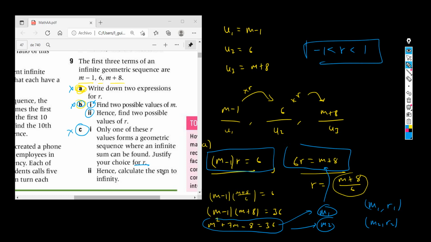And hence, calculate the sum to infinity. Well, you know that, right? It's with this formula, the sum to infinity being equal to u1 over 1 minus r. You know u1 because u1 is equal to this, and you already have m from all of this section, right? And you're going to replace that m in here in order to find u1. You're going to put u1 in there, and you're going to put the corresponding ratio that you selected in letter C in this one, right?